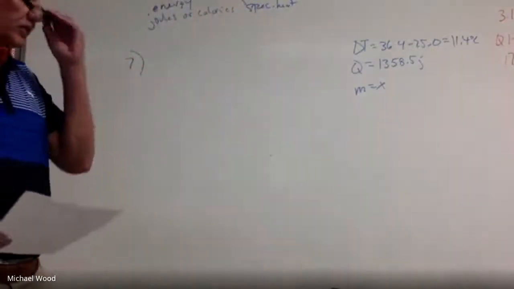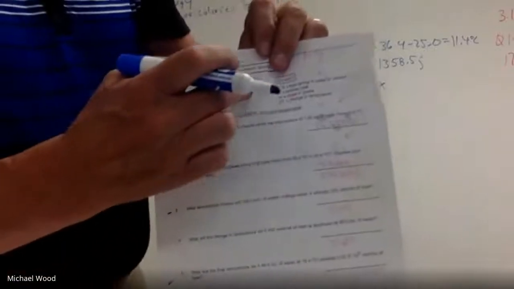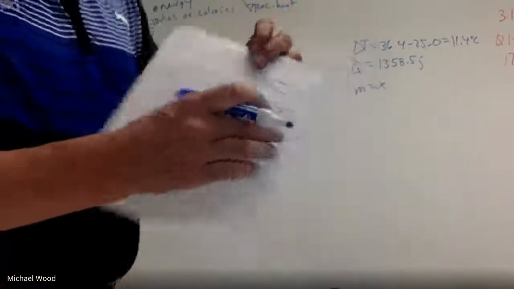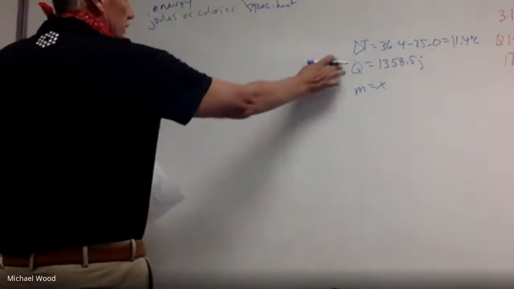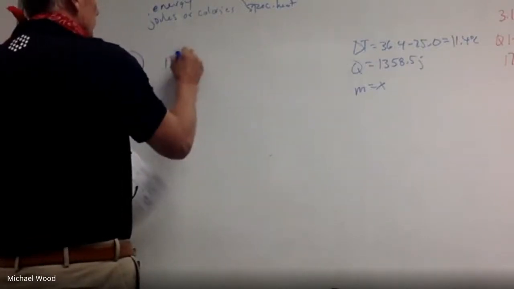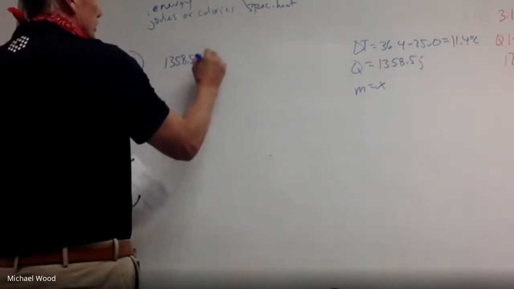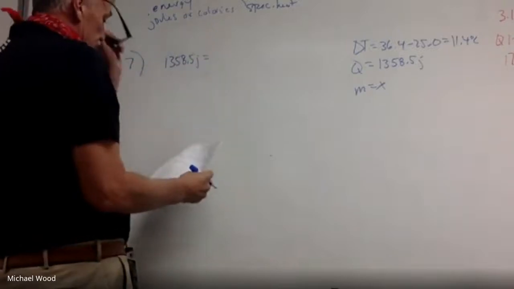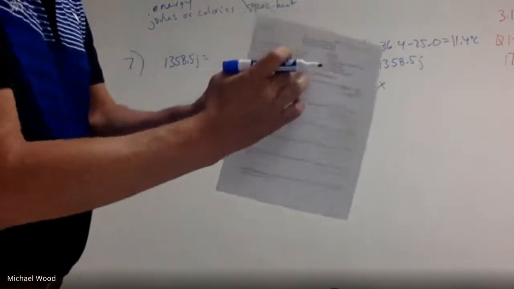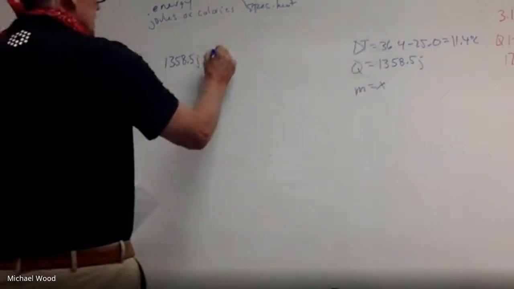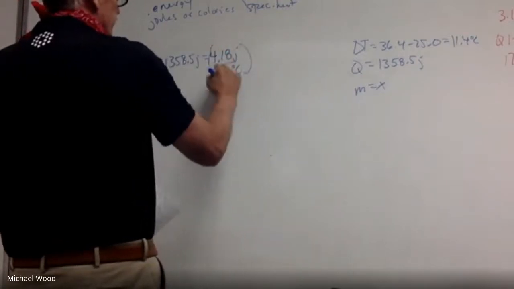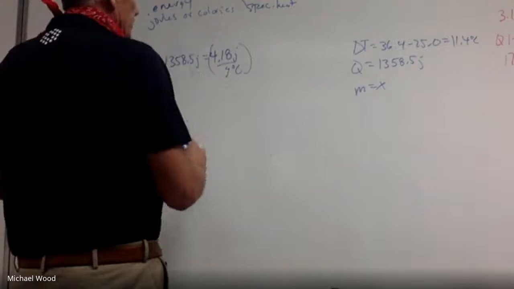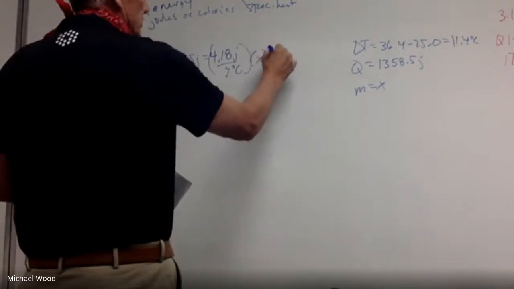Again, they didn't tell us the specific heat, but because it's water, I can go back to the front of the worksheet, and it's right there. So again, I'm going to do Q = smΔT. So Q is 1,358.5 joules. The specific heat value is right here, and that's actually a number I'll always give you, but if you're doing the problems, you kind of get that number in your brain. The mass is X, and the delta T is 11.4.